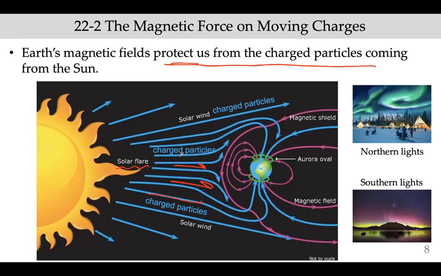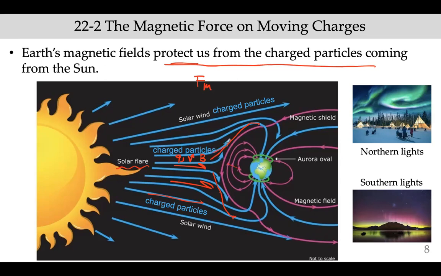Now, the particles have charge. They have also velocity. And the Earth has its magnetic field. So again, what happens when you have all of these three? Then you have a magnetic force. Now, this magnetic force actually makes those charged particles go away in these directions. So the Earth is protected by its own magnetic field. These particles don't hit the Earth directly. So that's a good thing for us.